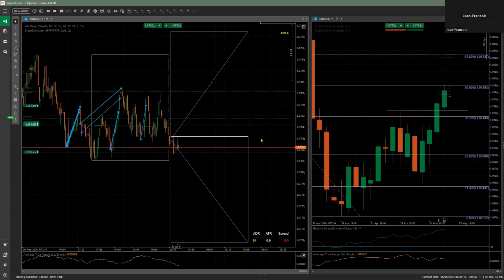Still going sideways. Inside bar on the daily chart. We can't forget this.